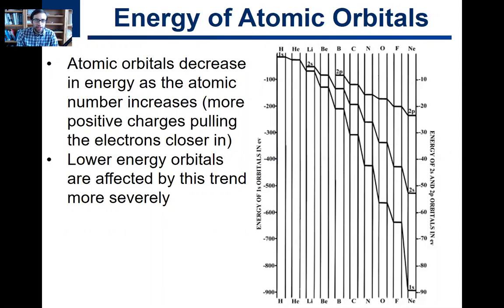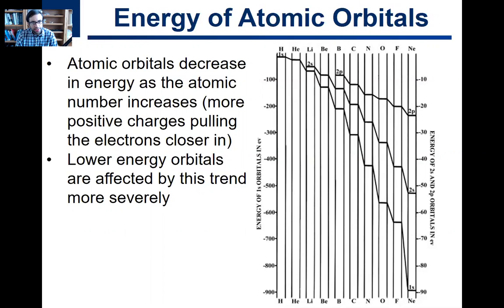And so before we get to that point, I just wanted to go over some of the factors that affect the energy of atomic orbitals, because we're going to be making molecular orbitals by constructively and destructively combining atomic orbitals, right? So atomic orbitals decrease in energy as the atomic number increases. And so decrease in energy means more stable, right?